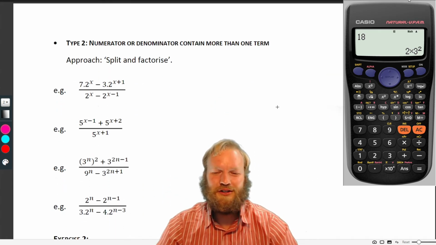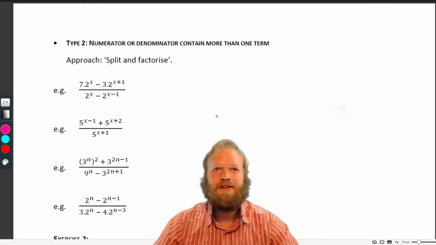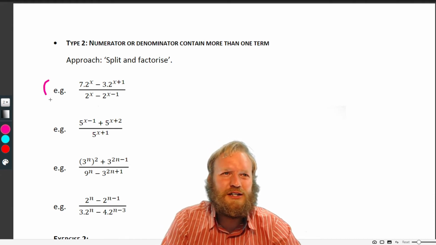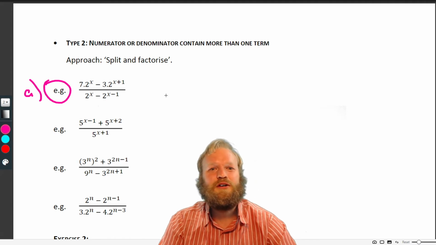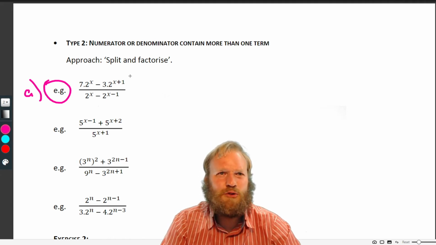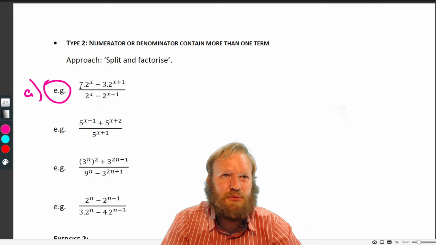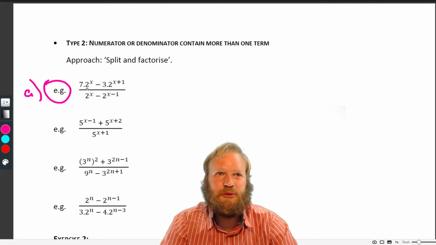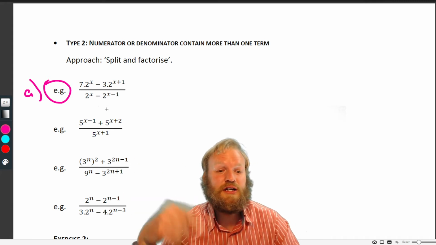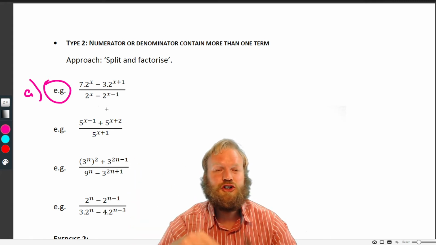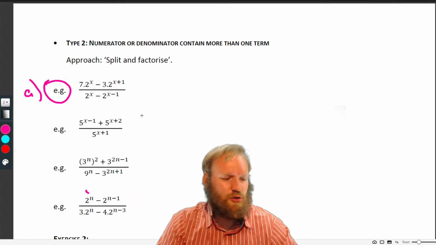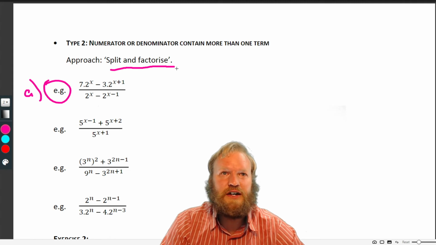Okay, so the next one here. How many terms do we have in the numerator in this first one? Well, this time we've got 2 terms. Here's a term and here's another term. And in the denominator, we've also got 2 terms. So if in either the numerator or the denominator there are 2 terms, new strategy. And this approach we're calling split and factorize.